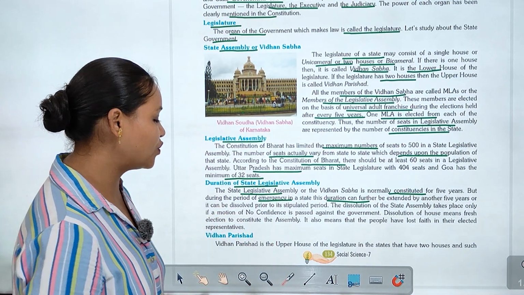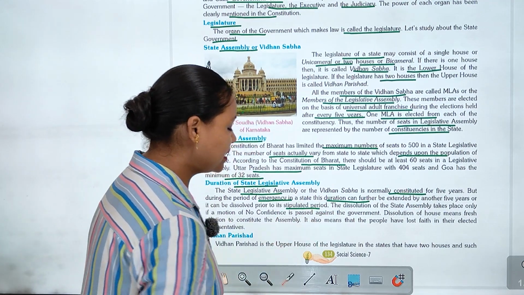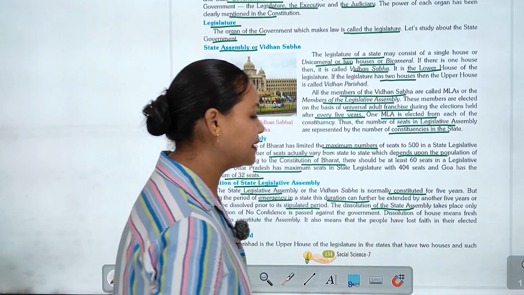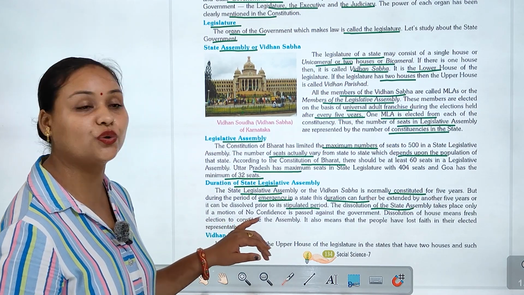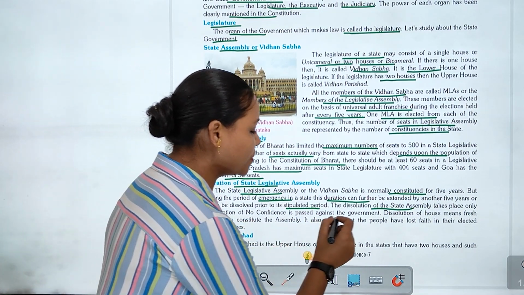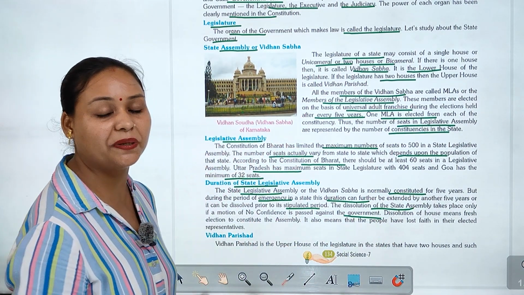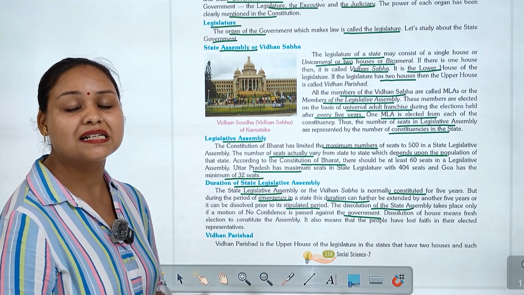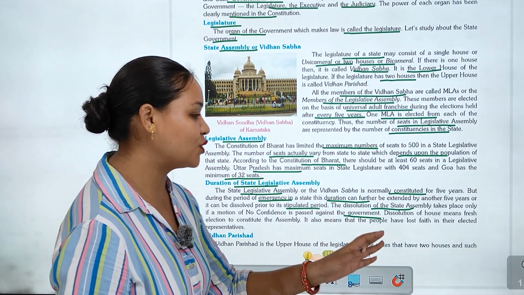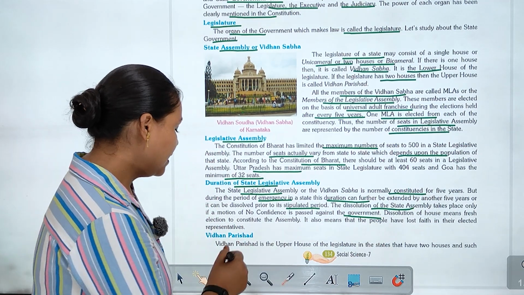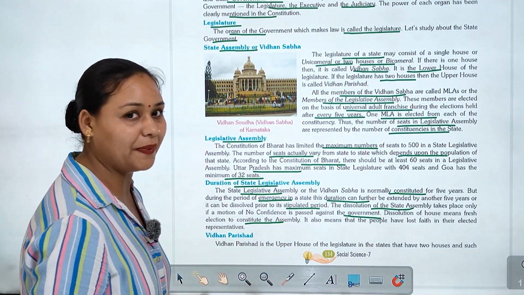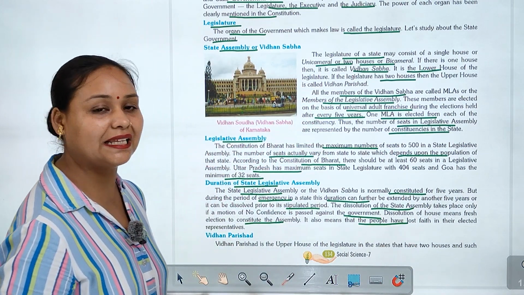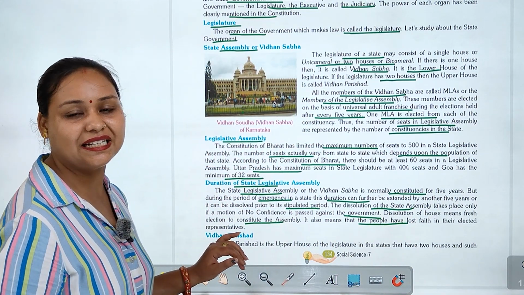Or it can be dissolved prior to the stipulated period. The dissolution of the state assembly takes place only if a motion of no confidence is passed against the government. इसमें कोई भी कॉन्फिडेंस नहीं होता सरकार के ऊपर. Dissolution of the house means fresh election to constitute the assembly. It also means that the people have lost faith in their elected representatives.